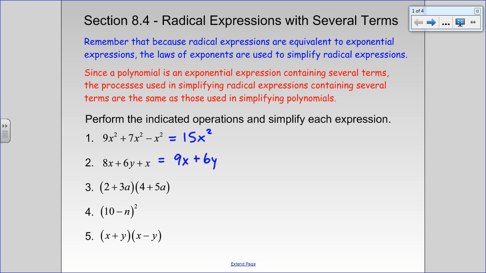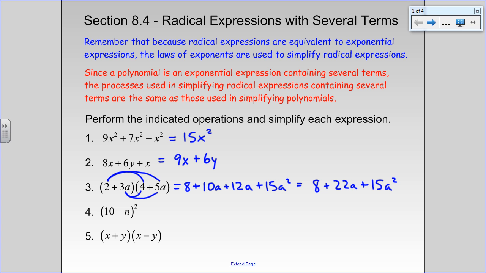In problem 3, we're multiplying 2 binomials. So remember, we can use a distributive process here. First, 2 times 4 equals 8. Then 2 times 5a is 10a. 3a times 4 is 12a. And 3a times 5a is 15a squared. Combining the like terms, we obtain the trinomial 8 plus 22a plus 15a squared.